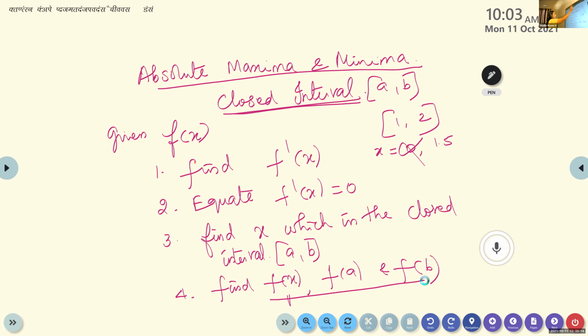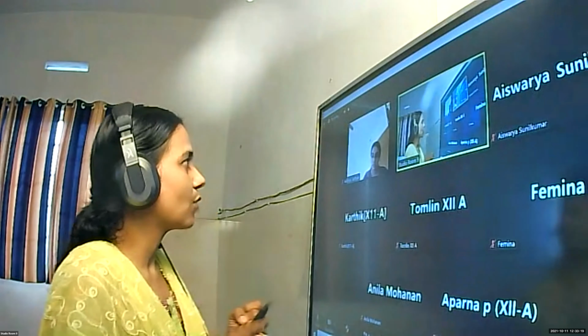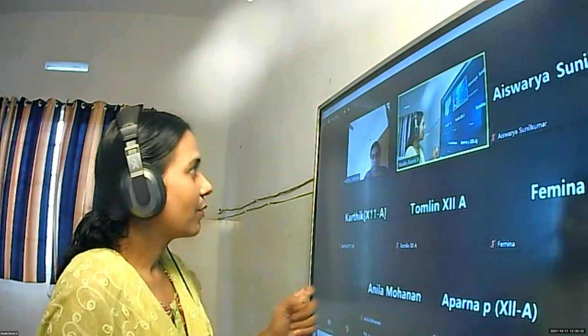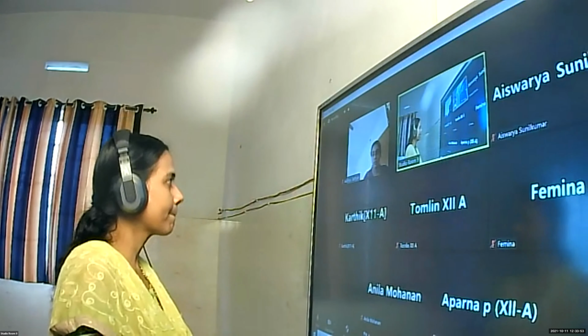So to find absolute maxima and minima, what do you have to do? Find f dash of x, equate it to 0 and solve for x. After finding x, we have to select only those points which lie within the closed interval. The next step is to substitute those x values in f of x. Find out f of a and f of b, and the greatest among these values will be the absolute maxima, and the least among these values will be the absolute minima. Is it clear? Is it okay?